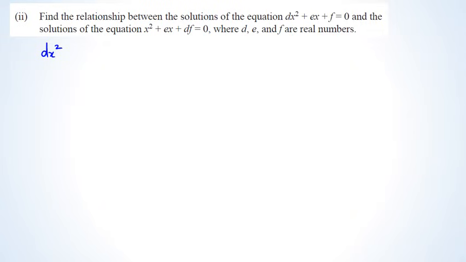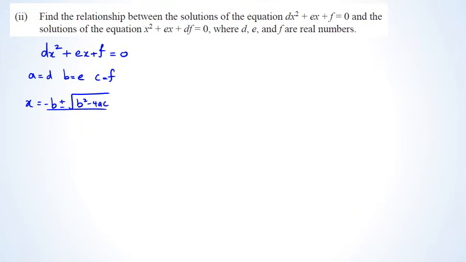So the first equation I have is dx squared plus ex plus f equals 0. I know that A is equal to D, B equals E, and C equals F. So I'm going to use the quadratic formula. We've got minus B plus or minus the square root of B squared minus 4AC, over 2A. And now I'm just going to substitute all these B, A, and C.